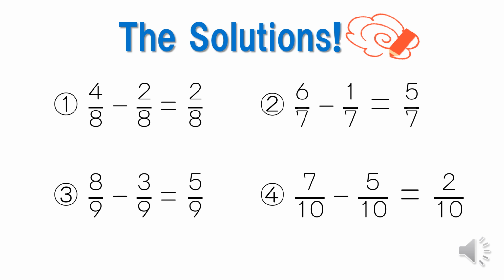For 3, 8/9 minus 3/9 equals 5/9. And for 4, 7/10 minus 5/10 equals 2/10. Were you able to get them all correct?